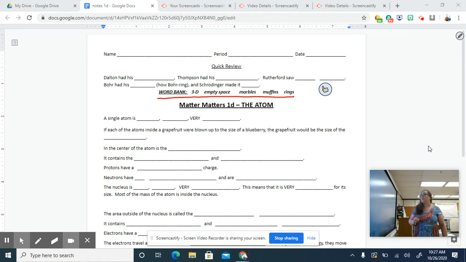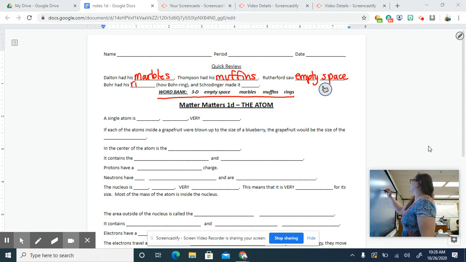And here we go. Dalton had his marbles. Thomson had his muffins. Rutherford saw empty space. Bohr had his rings. How boring. And Schrödinger made it 3D.